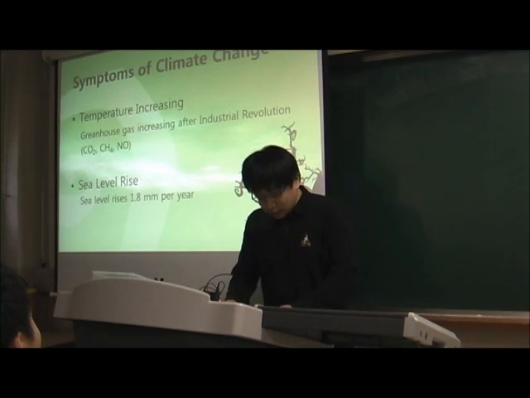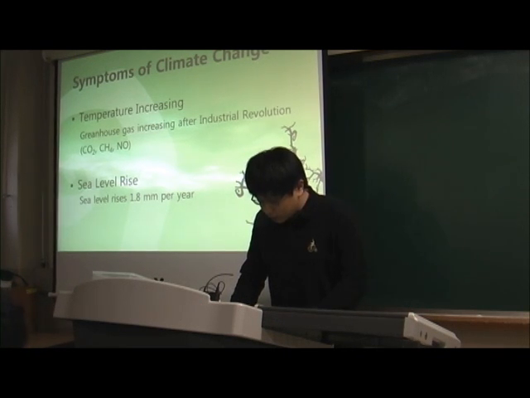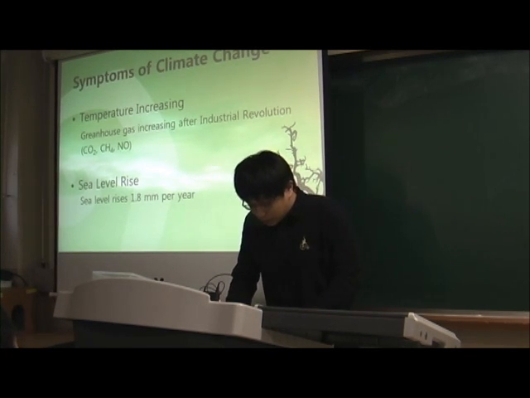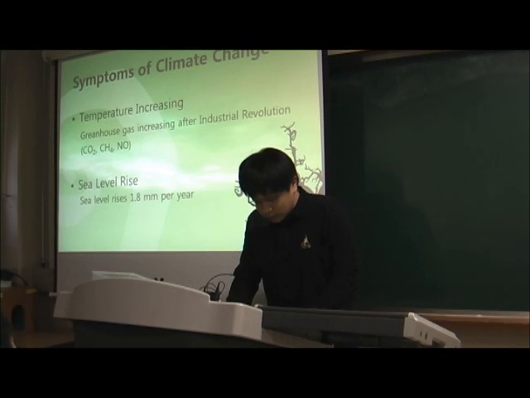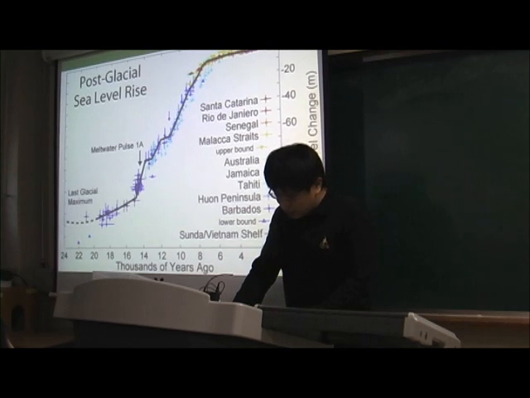And sea level rise. The average sea level has been increased by 1.8 millimeters every year from 1961 to 1993. This is because of the fact that glaciers all over the world has been decreased because of climate change, rainfall patterns changing, and in most cases rainfall happens in the form of heavy rain. This is the graph of post-glacial sea level rise. Sea level rose about 130 meters during 23,000 years.